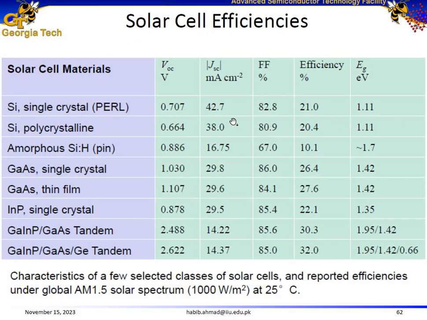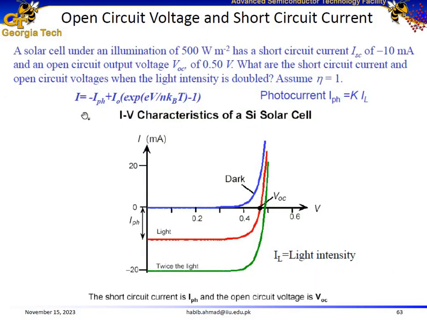Here I've listed the solar cell efficiencies of a few kinds of solar cells. For example, single crystalline silicon, according to this table, can give a maximum efficiency of 21%. In fact, recently in literature, we can achieve a maximum of around 26.5% for silicon-based solar cells.